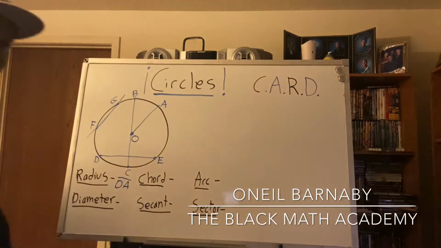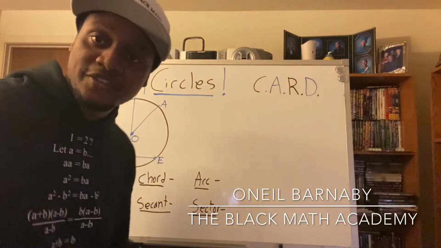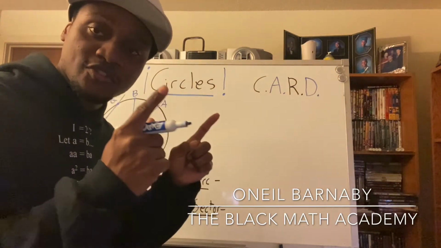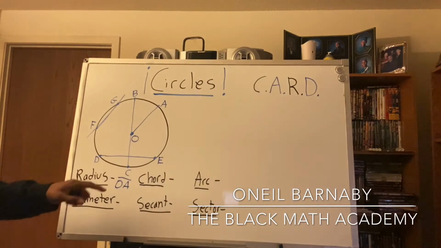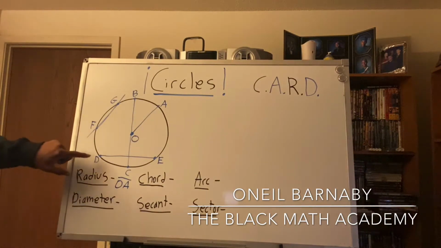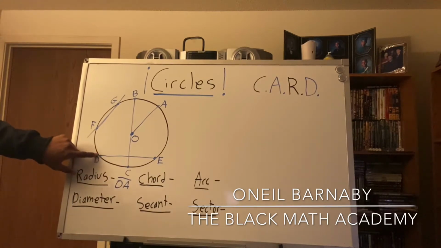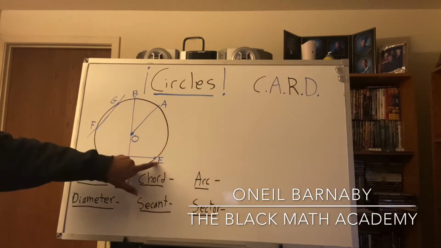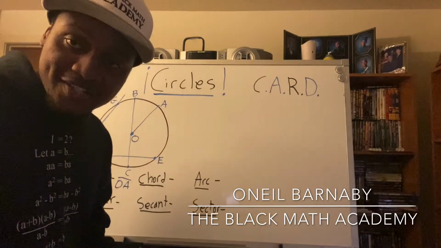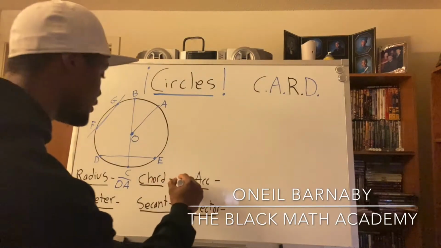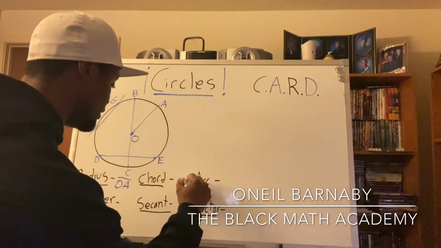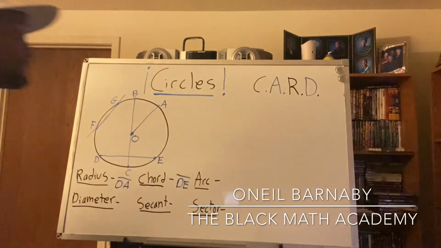A chord is a line that connects 2 edges of a circle. So we have an example of a chord with the line DE. D touches one edge of a circle, goes through it, and hits another edge of the circle, point E. So that line DE would be a chord for this circle. So chord, our example would be DE.